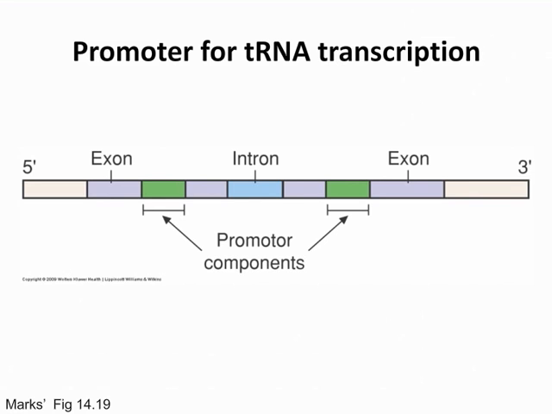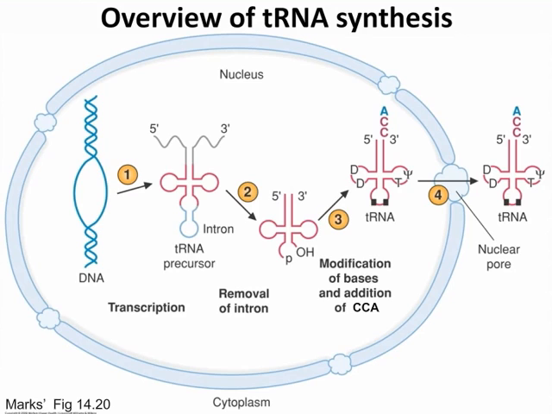This is just a picture showing you that the green regions are the promoter regions for tRNA transcription. Here's an overview of tRNA synthesis. We have to make it from a DNA template strand. It forms that clover leaf structure. If there's an intron, we remove the intron. We modify the bases and add that CCA tail, and then it can leave through nuclear pores into the cytoplasm.